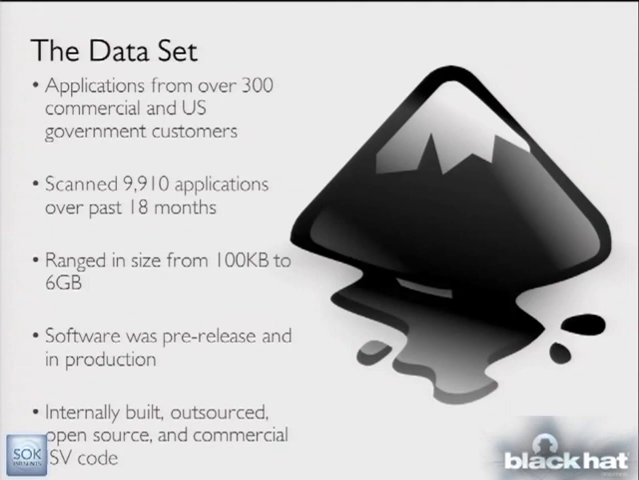So we've looked at applications as small as 100K, like small little mobile apps or small little web apps, to apps that have been 6 gigabytes in size. So you can imagine something that has that much code definitely has at least one vulnerability in it when it's that big. The software we looked at was software that was both in production and software that was in pre-production. It was tested before release. Sometimes that happens, and hopefully it happens.